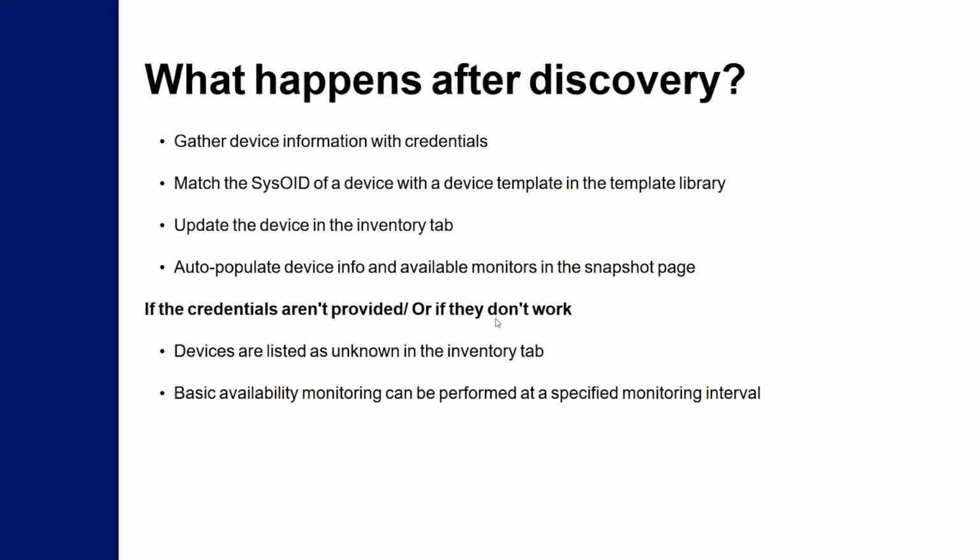So what happens after you have discovered your devices on OpManager? OpManager gathers all your device information with the credentials which you have provided. Each and every device will have a unique identifier, which we call SysOID. With that unique identifier, OpManager identifies the model, the product type and manufacturer of the device, and it classifies it into the respective category of the device.